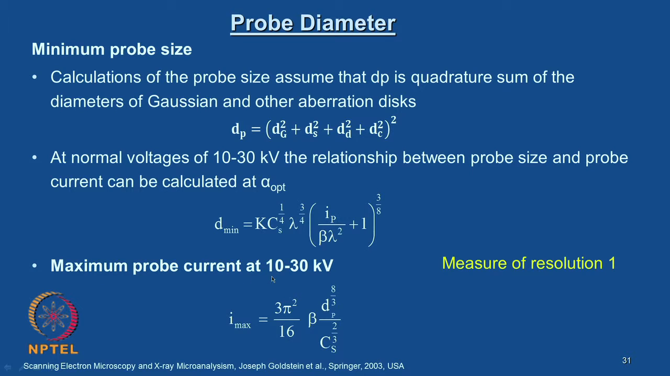Maximum probe current at 10 to 30 kilovolt, you have I max equal to 3 pi square by 16 times beta into dP to the power 8 by 3 divided by Cs to the power 2 by 3. So, it is a kind of maximum resolution one can obtain in the presence of other aberration effects.